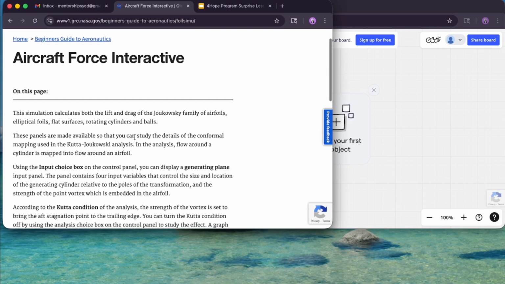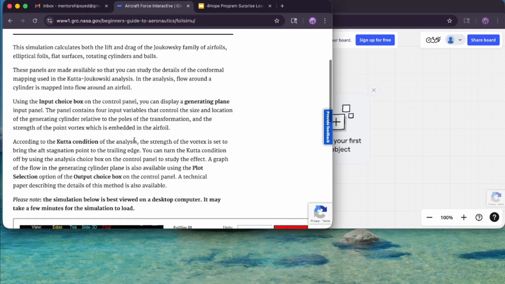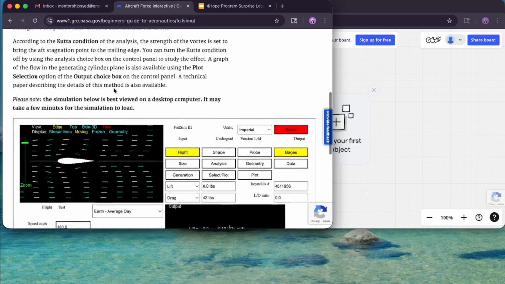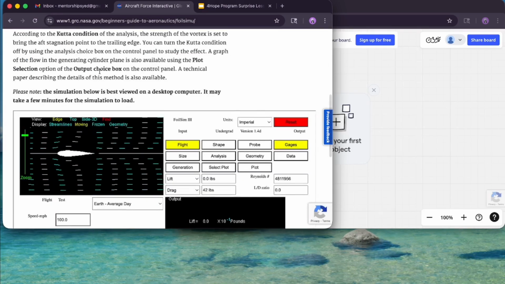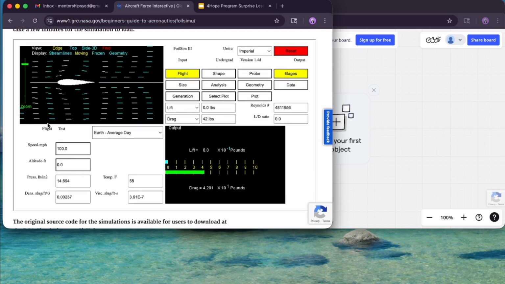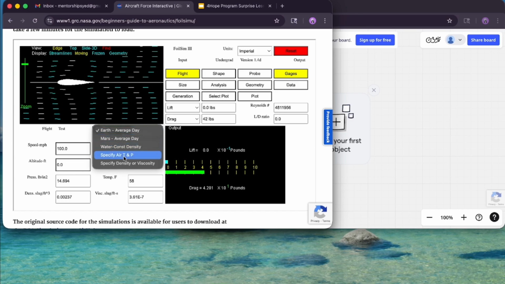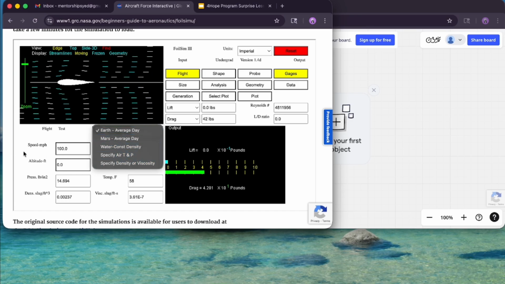This simulation I want to go over specifically discusses how an airfoil really works. We have elliptical foils, flat surfaces, rotating cylinders and balls, lift, drag. Everything is inputted in the simulator from NASA. This simulator itself is from NASA's Glenn Research Center, and we can see that there are certain things within this system. So let's take a look. We can see here that we have Earth, Mars, water, constant density, specific air temperature, and specific density.